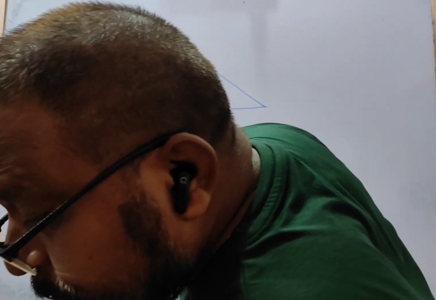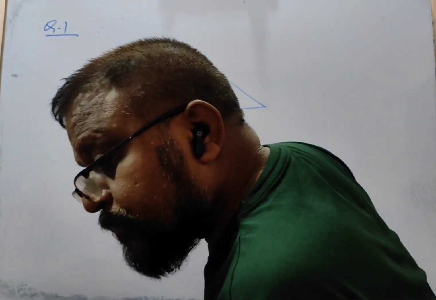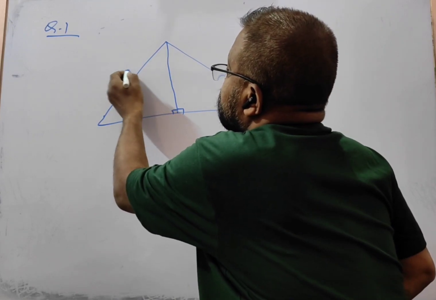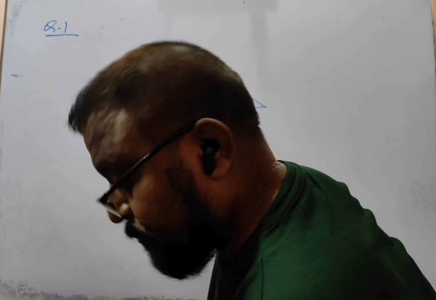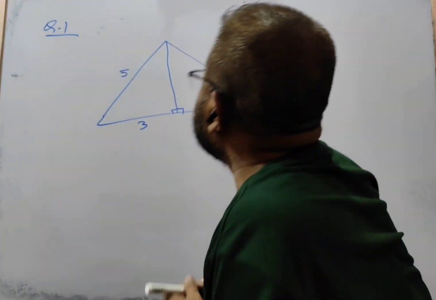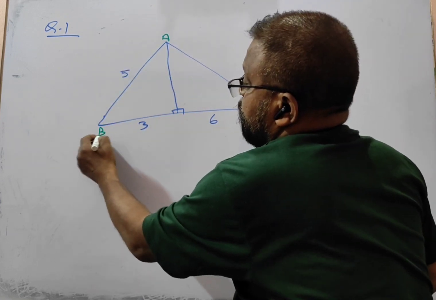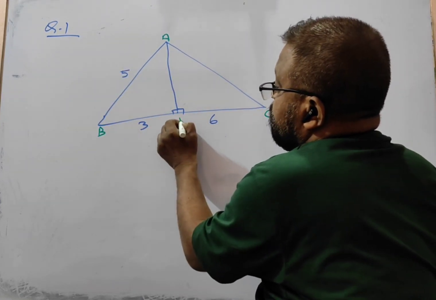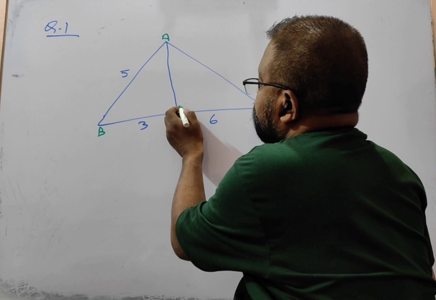This is given as 5. This is given as 3. And this is given as 6. Right? And the triangle has the vertices A, B, C, and D. So this perpendicular is given to us. This is of 90 degrees.